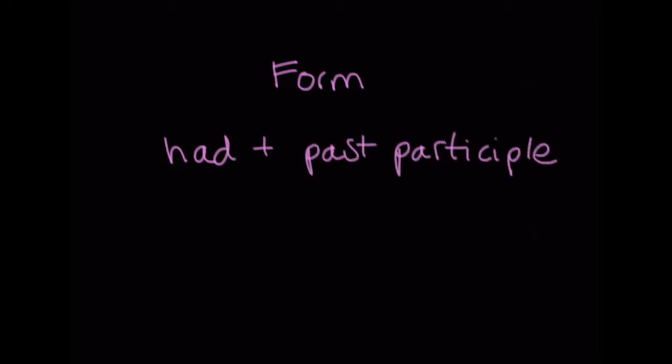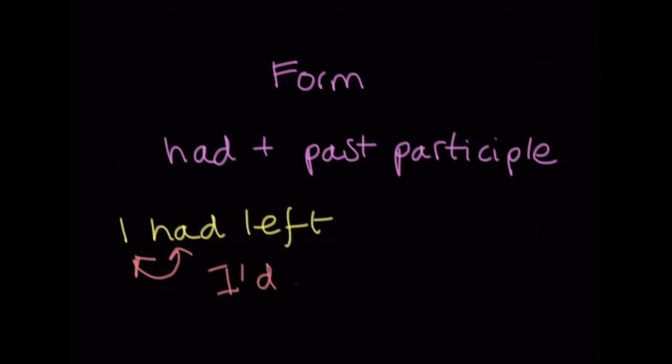So the form of the past perfect is to use had plus the past participle. So we'd say I had left, and often I had is abbreviated to just I'd, and therefore also I'd, he'd, she'd, etc.